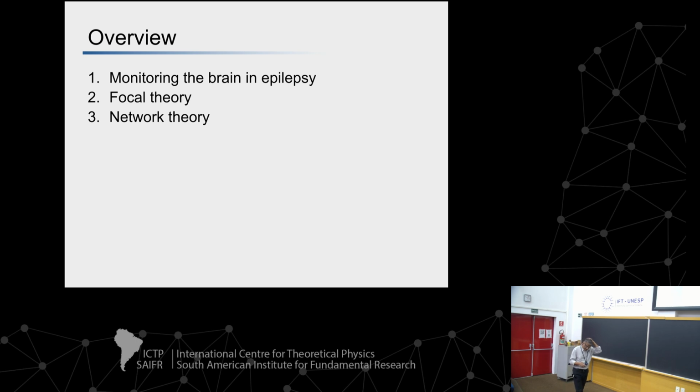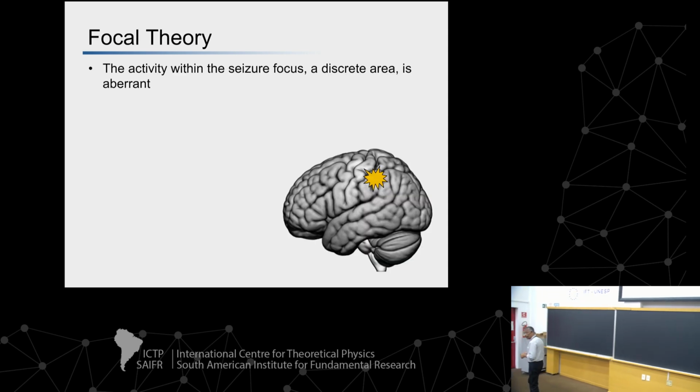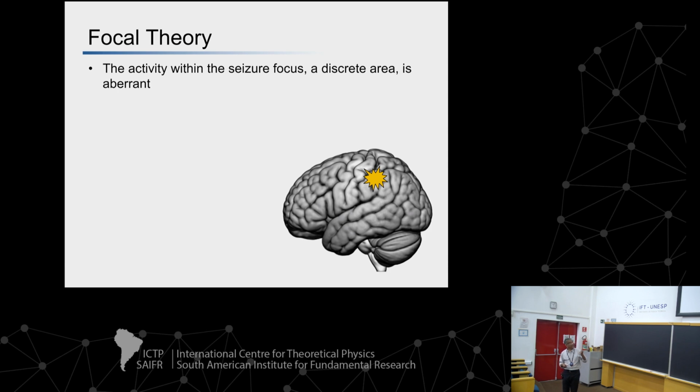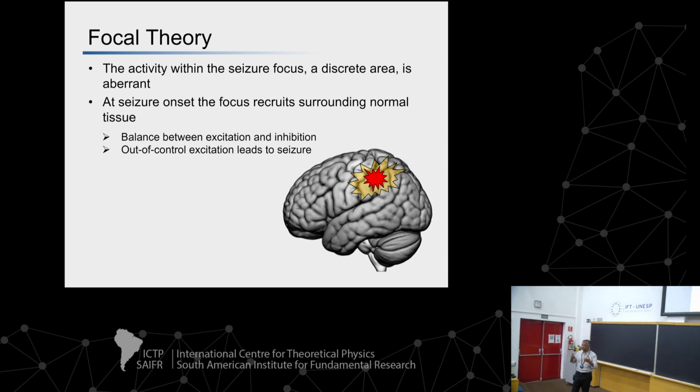The second and third parts of my talk are more on the information that we capture from the intracranial EEG. The focal theory of epilepsy holds that activity arises from within the seizure focus, a discrete area which is aberrant. It recruits surrounding normal tissue, and then the seizure occurs and spreads. It implies a loss of balance between excitation and inhibition, that excitation overruns the inhibition, and this out-of-control excitation leads to seizure. This has been the main motivating philosophy or understanding of seizures for the last 5 or 6 decades. It's the mainstay. It influences a lot of the studies that are done, this idea that you study a discrete part of the brain and understand how it's aberrant and how it might recruit normal tissue.